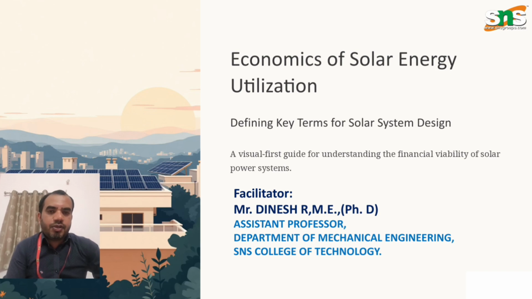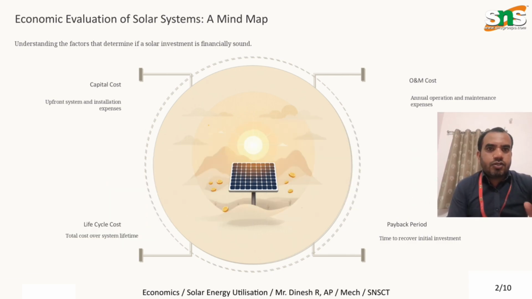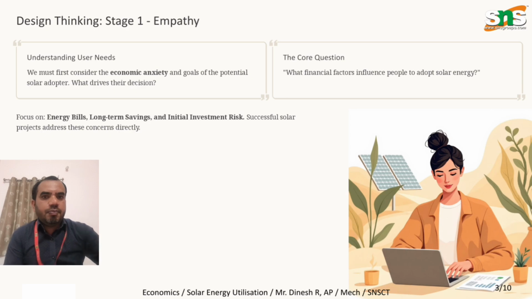So in our previous video we have seen the overall mind mapping and the empathy part of the economics of solar energy. So let's recall that. This is the mind map. It consists of four main elements: capital cost, life cycle cost, payback period, followed by O&M cost. Okay. So in the empathy part, we know what financial factors influence people to adopt solar energy. That's the main thing we have to focus on.